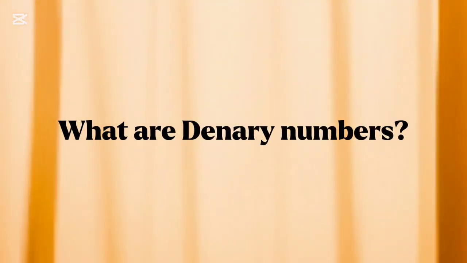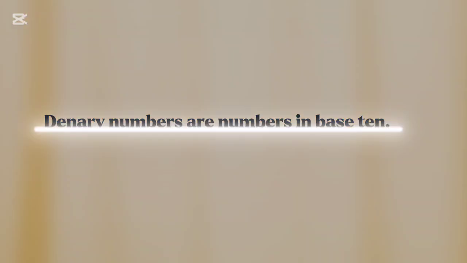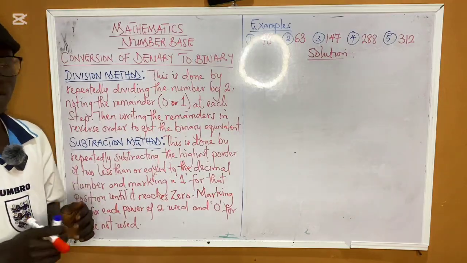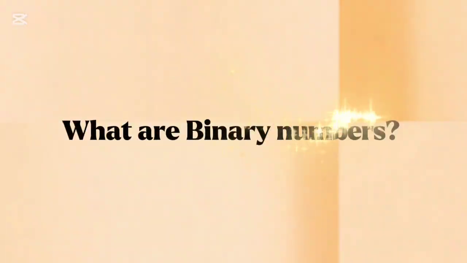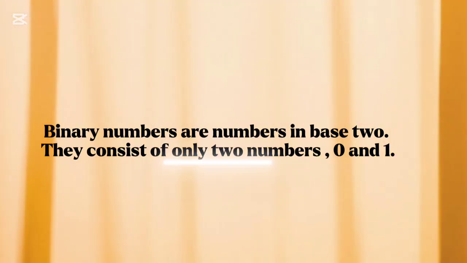What are denary numbers? Denary numbers are numbers in base 10. They consist of only 10 numbers from 0 to 9. They can also be called decimal numbers. Binary numbers. What are binary numbers? Binary numbers are numbers in base 2. They consist of only 2 numbers, 0 and 1.